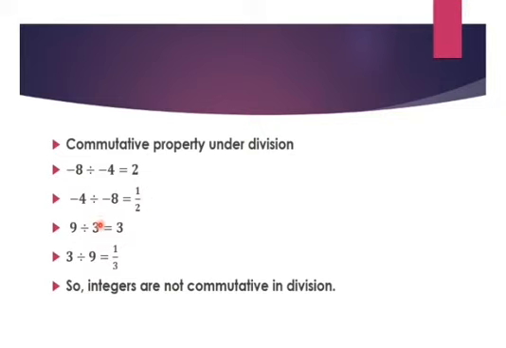And I give you one more example. 9 divides 3. 9 has 3 three times. We get simply the answer 3. Then the reverse order, 3 divides 9. 3 has 3 one time, 9 has 3 three times, and put a positive sign. We get 1 by 3. 1 by 3 is not equal to 3. Which means integers are not commutative in division.